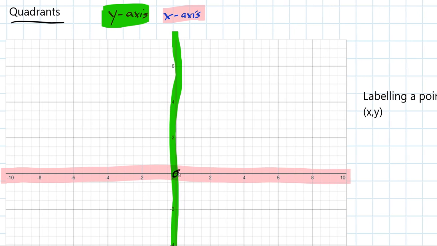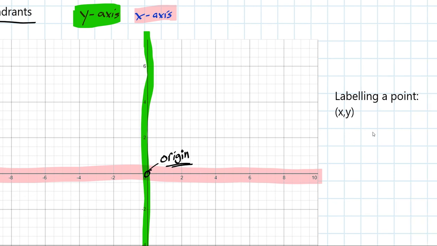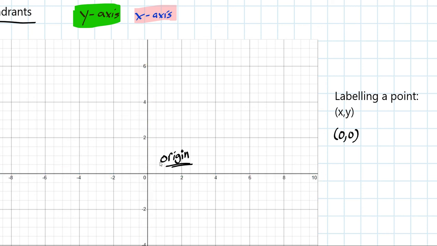We start at 0. This point here, where the two cross each other, is called the origin of the graph. That's the base, where 0, 0 is our coordinate there. So if we're labeling a point anywhere on the graph, we give the x-coordinate first, then the y-coordinate. So here, that would be 0, 0, because you go on the x-axis, 0 steps left or right, and on the y-axis, 0 steps up or down. So the origin is right there.